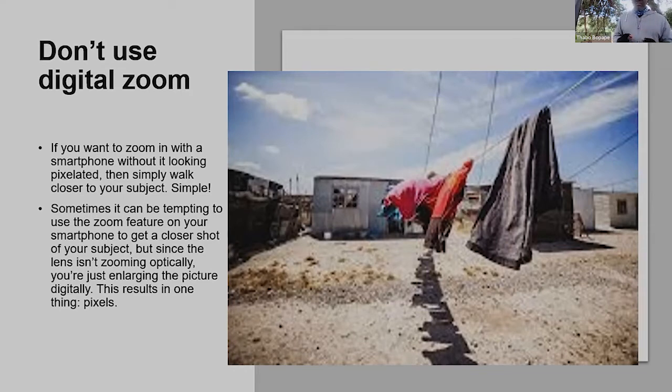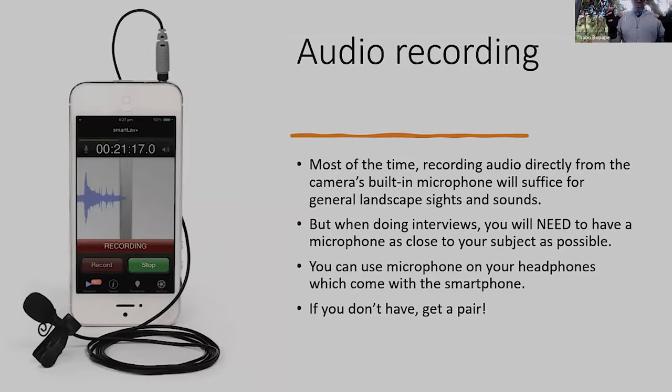And if you are interviewing people, it's very important that you be as close to the person that you are interviewing as possible. It can be tempting to use the zoom feature on your smartphone to get a closer shot. But since it isn't zooming optically, meaning that there aren't moving glass parts, you're just enlarging the picture digitally. It results in a picture that's rather pixelated.